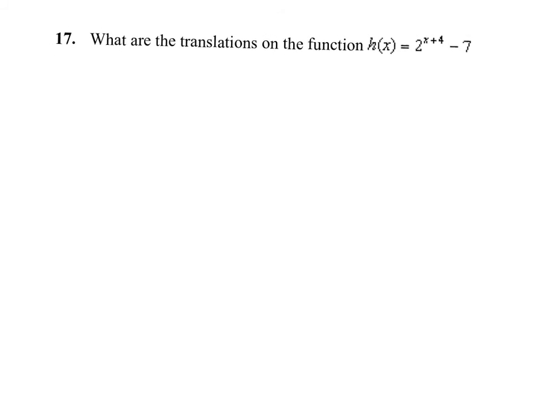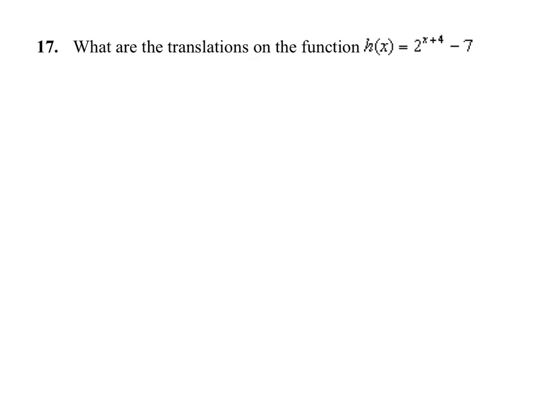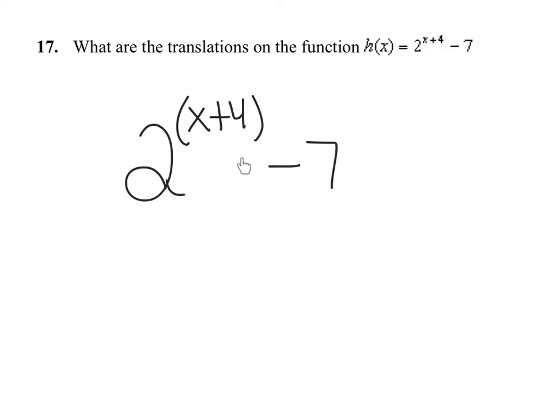What are the translations on the function h of x equals 2 raised to the x plus 4, minus 7? Here we have plus 4 in the exponent, tucked in there with x, and the minus 7 on the outside. You're probably wondering where the parentheses are. Remember, I've said before, the exponent is understood to have parentheses all around it. Then you've got this minus 7 on the outside. This 4 is tucked in there with x. I see a positive sign, so that means it's going to go to the left 4 units.